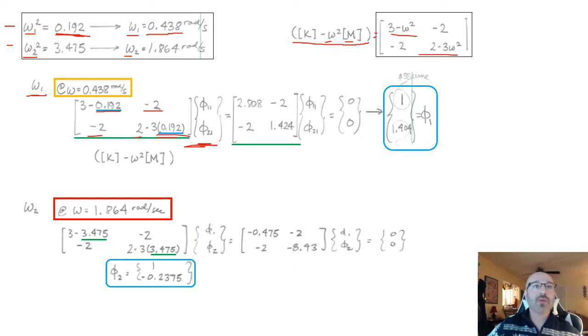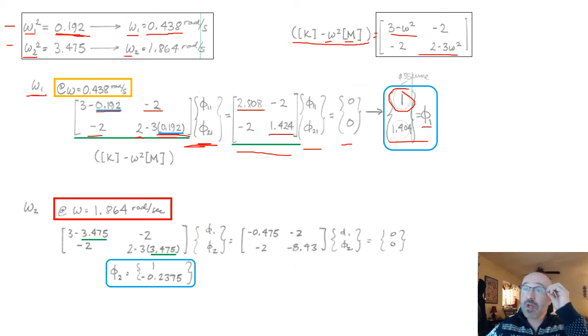we'll do out our math here. 3 minus 0.192 becomes 2.808. And 2 minus 3 times 0.192 becomes 1.424. So this now becomes this 2 by 2 matrix times our mode shape right here, is equal to 0. Again, according to equation 11.3 from our textbook. We can make an assumption for Th1 right there. When we make that assumption, we can then solve over here, and we have a value for our mode shape for Th1.